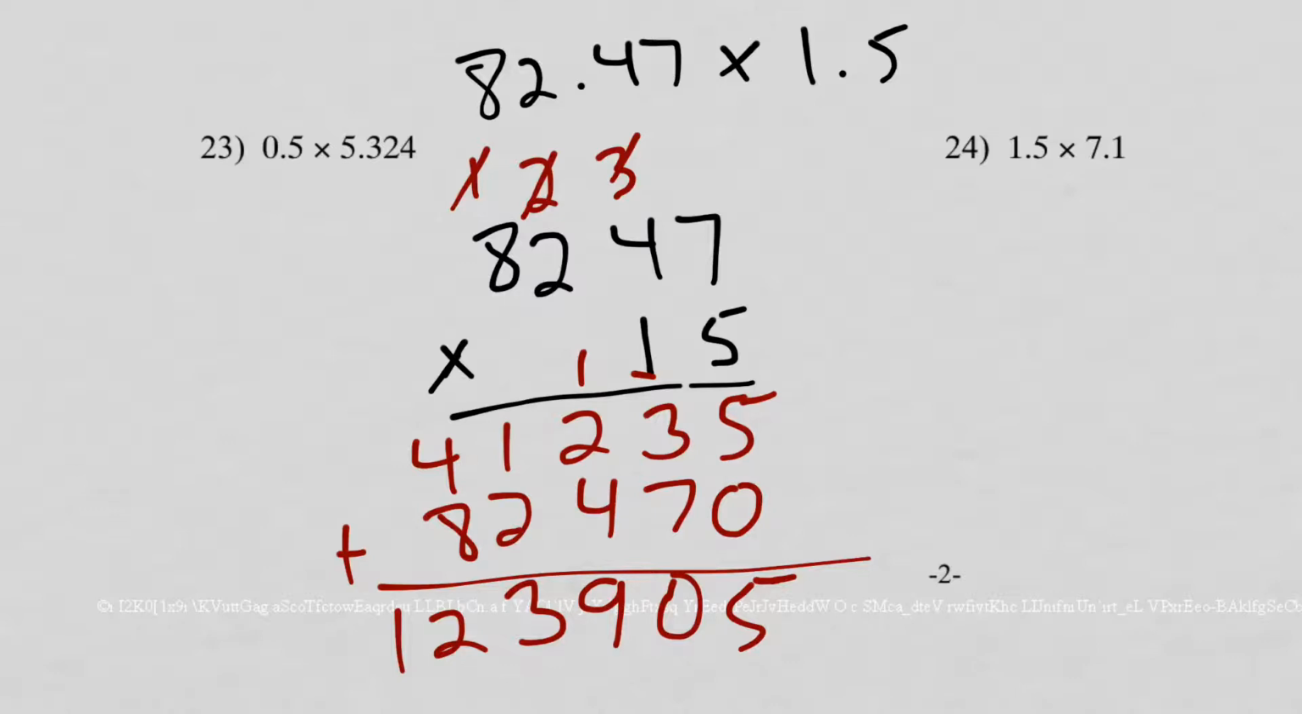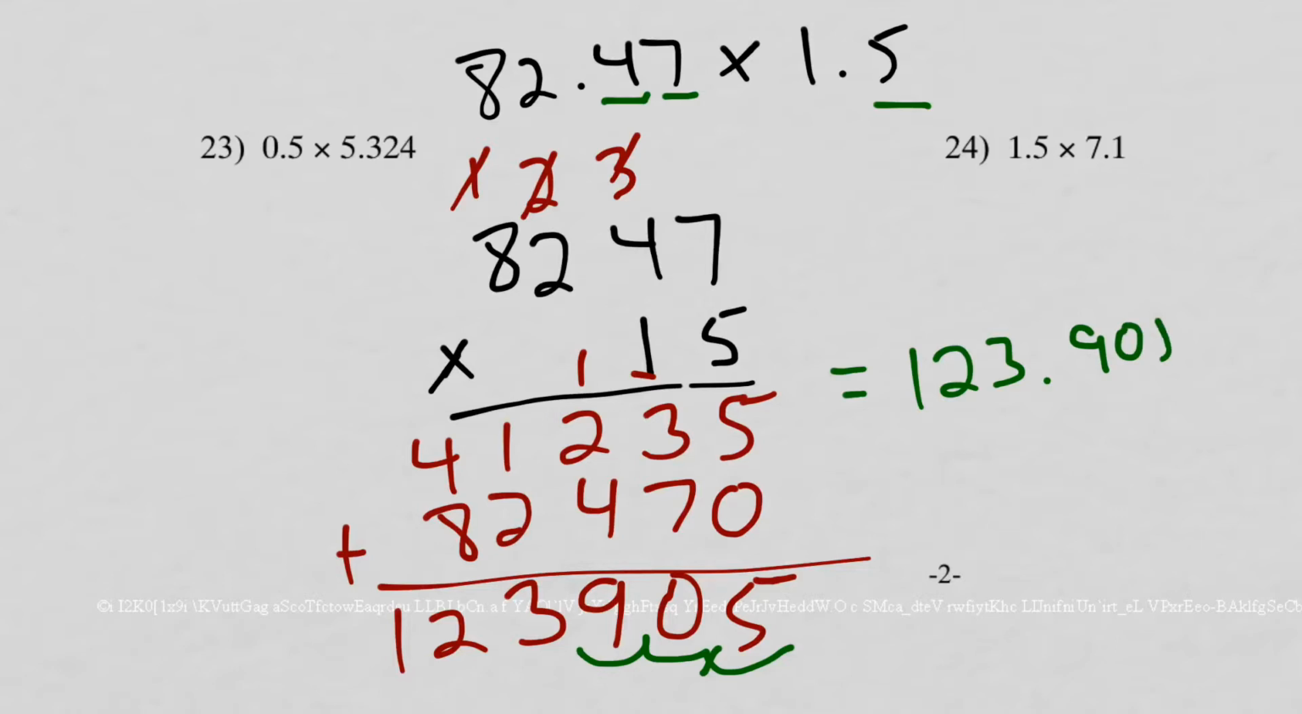So what we need to do is go back to the original question. We've got a 4, a 7, and a 5. Well, it doesn't matter the numbers. We have 3 digits behind the decimal place in the question. So guess what we do? 1, 2, 3 digits behind the decimal place will happen in the answer. And therefore, we are equal to 123.905, which is much closer to our estimate that was somewhere between 82 and 164, right? So there's the result.